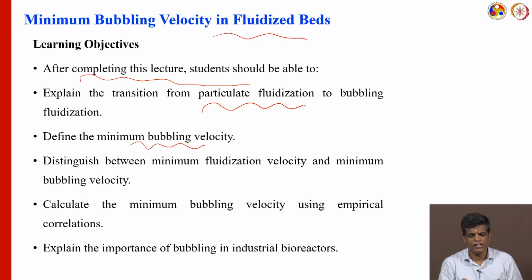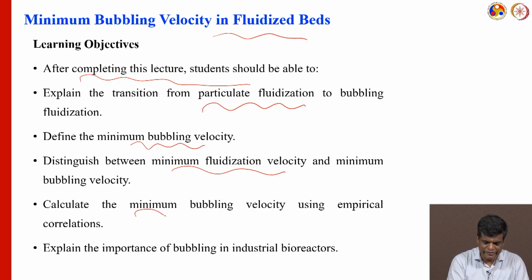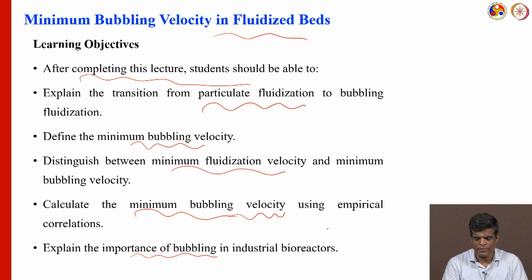So, what is the difference between minimum fluidization velocity and minimum bubbling velocity? We should know the difference between these two also. Then if you know that, we have to calculate the minimum bubbling velocity. There is an empirical correlation there, we have to use that. Then finally, the importance of bubbling in industrial bioreactors. What will happen if bubbling occurs here?